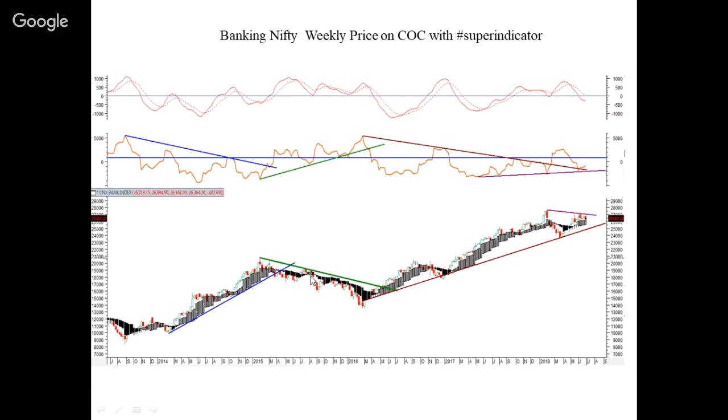Once again, let's take the most recent example. In 2017, when the market broke out in March, April, you see larger candles forming.